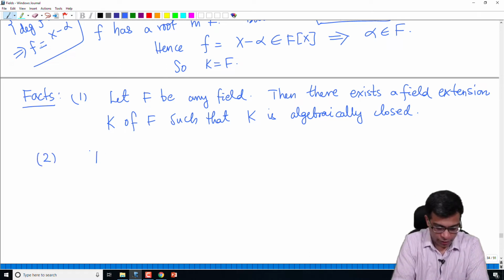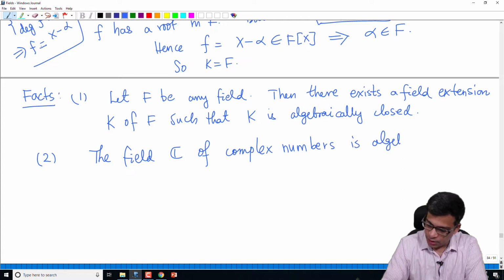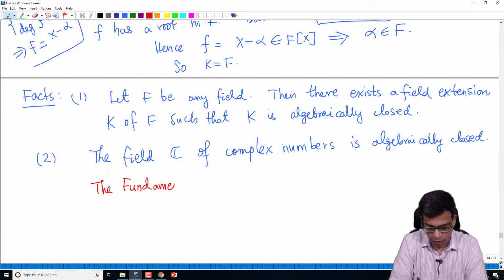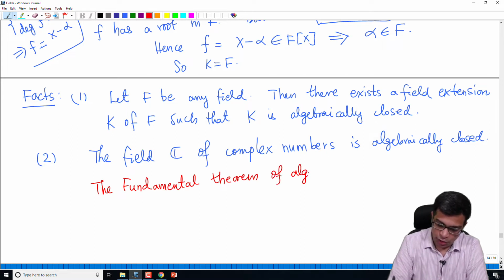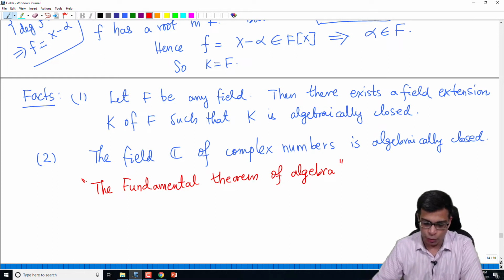Second is a more concrete fact. The field of complex numbers, which we denote by C, is algebraically closed. Okay, so this is often called the fundamental theorem of algebra. This is a very important theorem, as the name suggests. It's also famous because it has lots of proofs using different fields of mathematics: topology, analysis, algebra. So there are lots of proofs of this, and you may have seen some proofs, or in other courses you'll see some proofs of this.